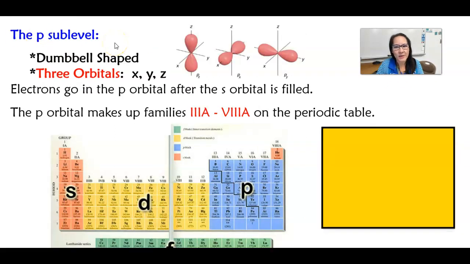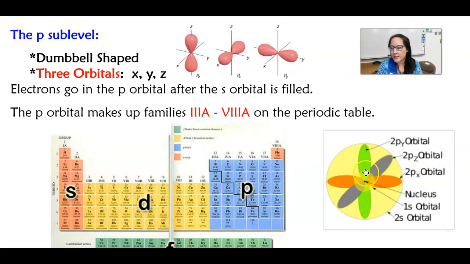The p sublevel has dumbbell-shaped orbitals. There are 3 orbitals total, x, y, and z, here, here, and here. Notice that it makes the figure 8, which is another way to think of it. Electrons go in the p orbital after the s orbital is filled. The p orbital makes up families 3A through 8A on the periodic table. So the p orbitals are going to be this blue block on the periodic table.